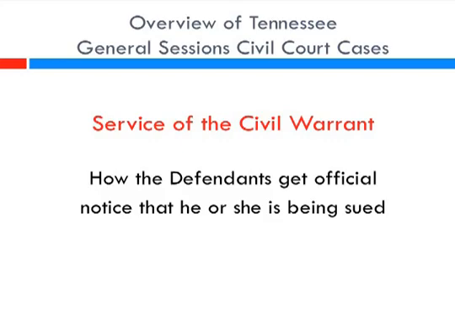Sometimes, the plaintiff may not be able to give the warrant to the defendant. The plaintiff should try again within 9 months from the date the civil warrant is filed. If the civil warrant is not served or given to the defendant within 9 months from the date that it is originally filed, the court may drop the lawsuit.